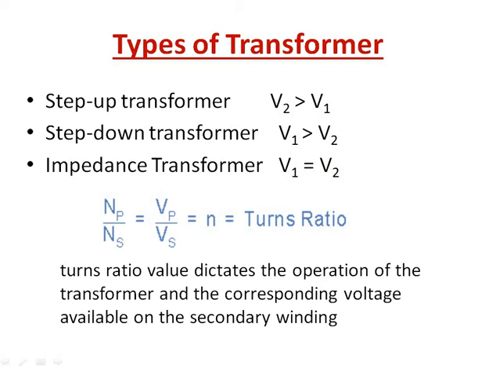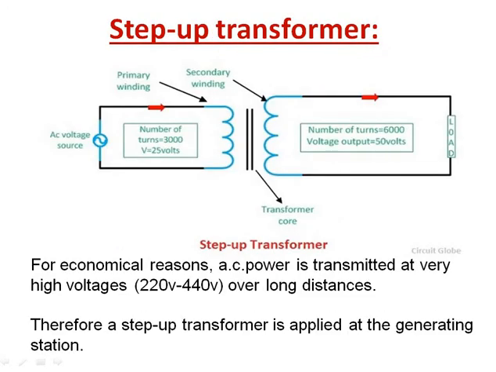In the step down transformer, V1 is greater than V2. That means we are applying a large voltage like 2000 at V1, then we are going to get the output side as 200 volt. Then the third one is called the impedance transformer. Here the input side voltage, that is the primary voltage V1, is equal to the secondary voltage V2. So we have a turn ratio, Np divided by Ns equal to Vp by Vs equal to N. Here the turn ratio value indicates the operation of the transformer and the corresponding voltage available on the secondary winding.